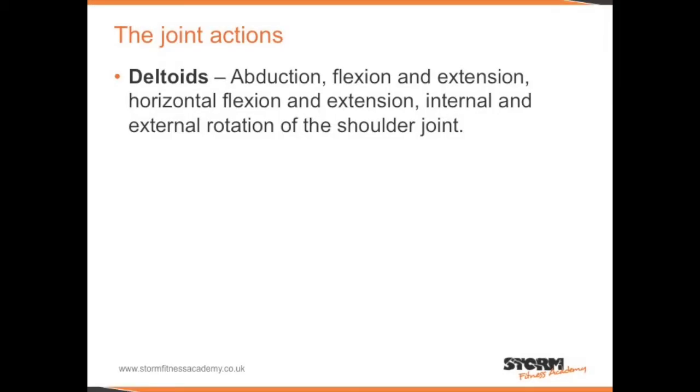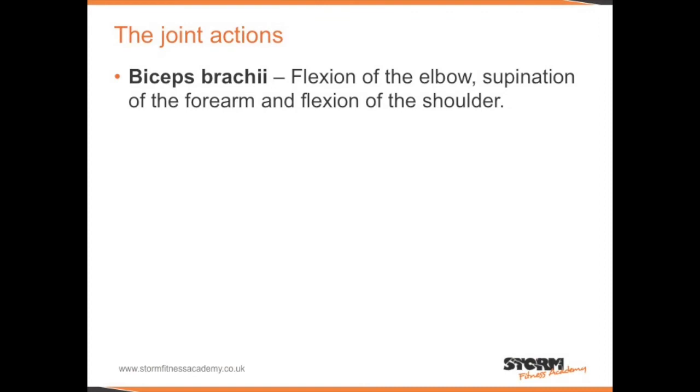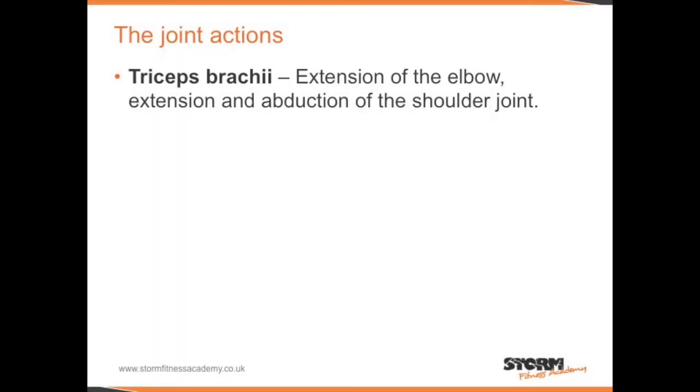Different muscles bring about different joint actions. The deltoids are responsible for abduction, flexion and extension, horizontal flexion, horizontal extension, internal and external rotation of the shoulder joint. Biceps brachii are responsible for flexion of the elbow, supination of the forearm, and flexion of the shoulder. Triceps brachii are responsible for extension of the elbow, extension and abduction of the shoulder joint.